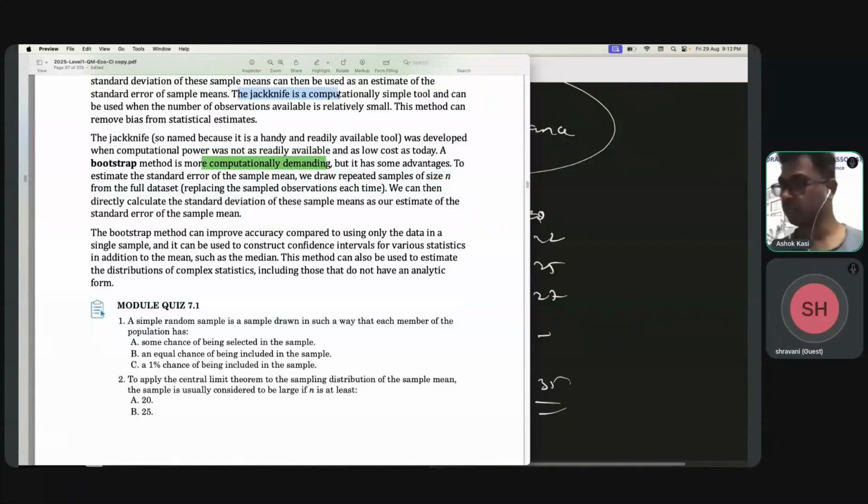And jackknife is a computationally simple tool. This is simple, whereas the other bootstrap method can be computationally demanding.